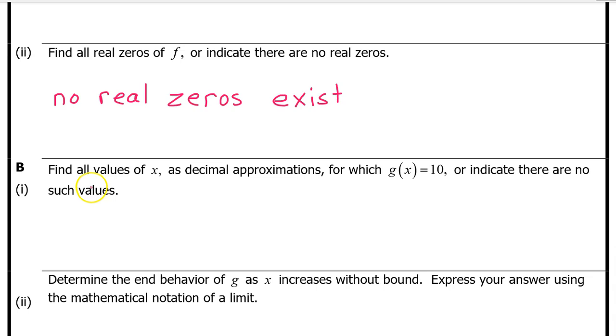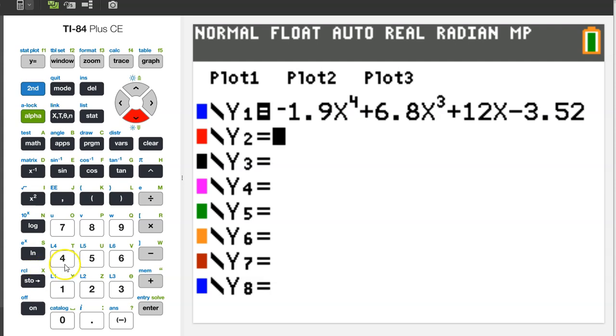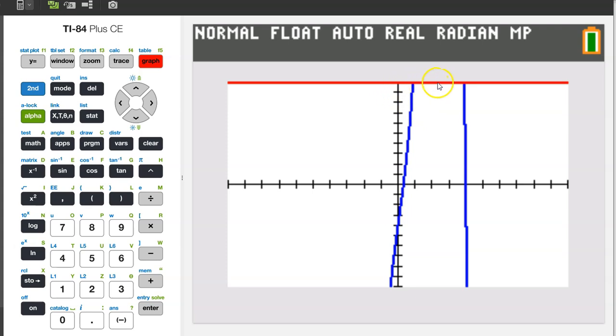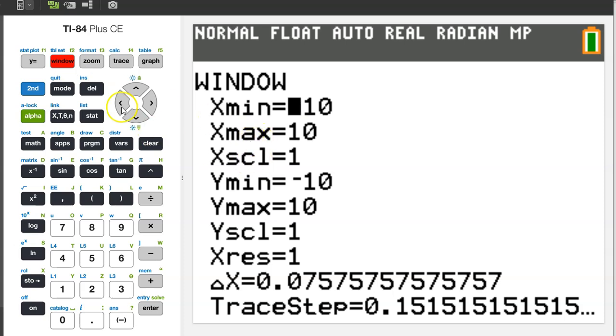Part B, part 1. Find all values of x as decimal approximations for which g of x is equal to 10, or indicate that there are no such values. We can find where g of x equals 10 by finding the intersection of the graph of g with the line y equals 10. Alright, y equals 10 is right at the top of the screen. I'm going to adjust the window a little bit. Let's make y max a little higher. Let's make it 15.